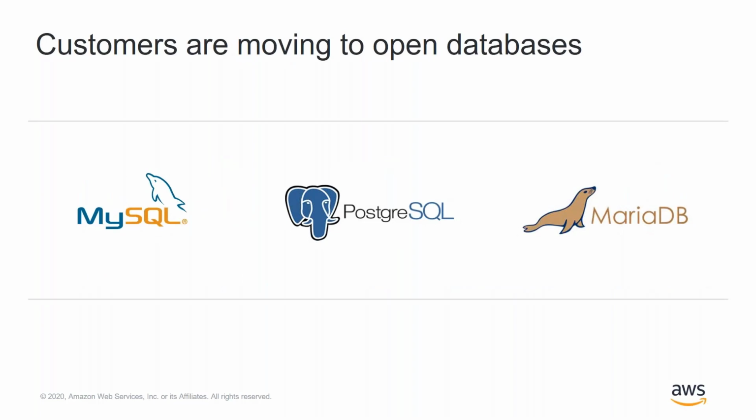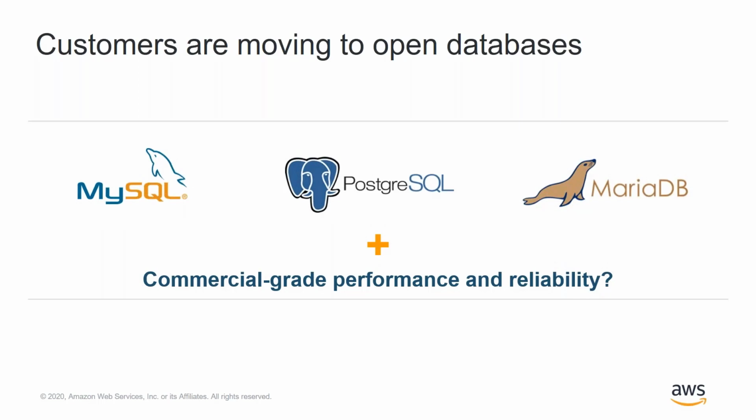So we're seeing customers move to open source databases. MySQL, Postgres, and MariaDB are some examples of platforms where we're seeing strong traction of customers moving off of legacy platforms. But with these platforms, customers still don't want to sacrifice the commercial grade performance and reliability that they're accustomed to with these legacy platforms, right?